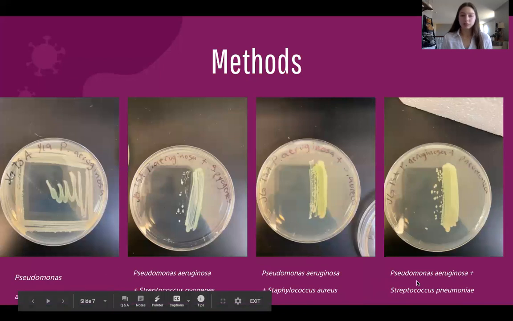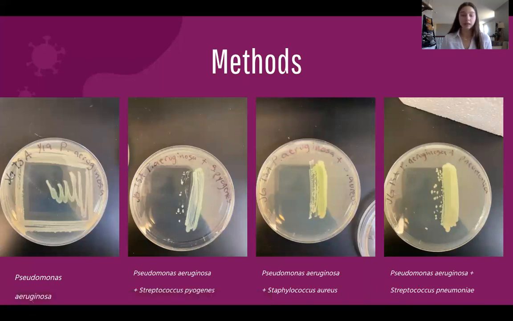Here is a trial that I did. At the far left, you can see just Pseudomonas, and as I said before in the diagram, that is how I properly streak a plate. As you can see, it's distributed all throughout, and you can see the bacteria growing inside of it. How I grew the bacteria was I incubated all the samples of agar and broth in an incubator at 37 degrees Celsius for 24 hours. That's how I grew every single trial that I did, so that was consistent. The one next to it is Pseudomonas and Streptococcus pyogenes.